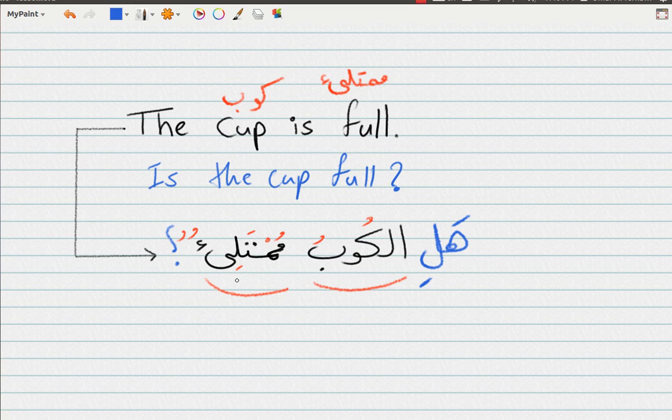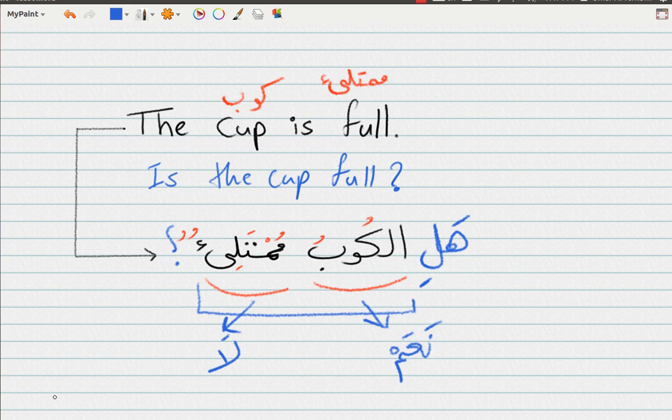So basically now the sentence reads هل الكوب ممتلئ. If I read it all at once, it would be هل الكوب ممتلئ. Good. So now we transformed الكوب ممتلئ, which is a normal phrase meaning the cup is full, to a question of yes or no, which is هل الكوب ممتلئ. Now to answer this question, we have two options, either to say نعم or لا.